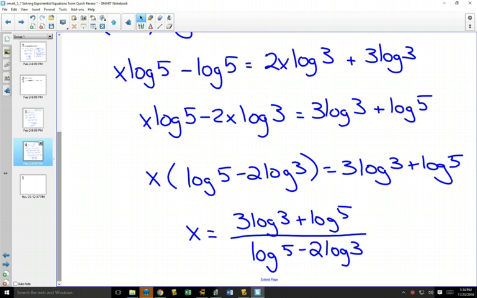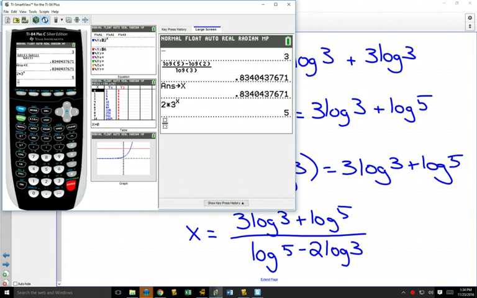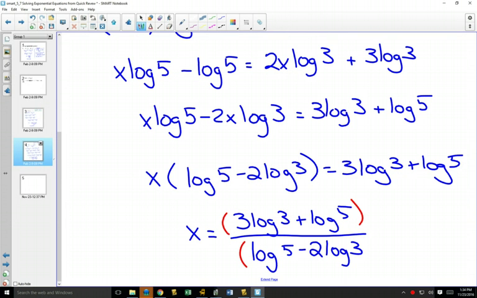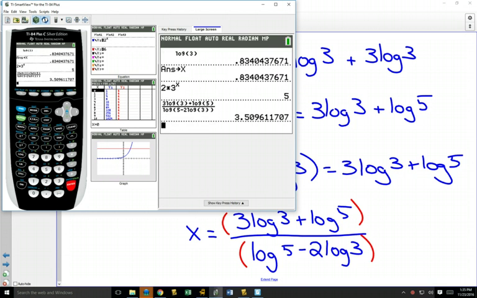If we take that and type it into our calculator, again, I'm going to use that fraction button, or else I have to put this entire thing in brackets and this entire thing inside brackets. So I've got 3 log 3 plus log 5 divided by log 5 minus 2 log 3. Enter. 3.51.